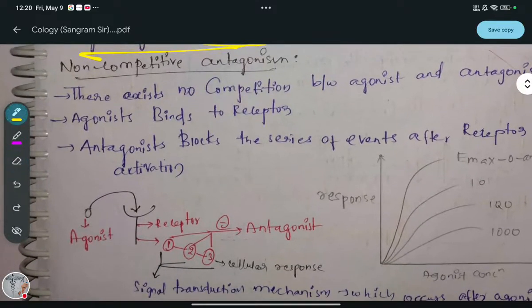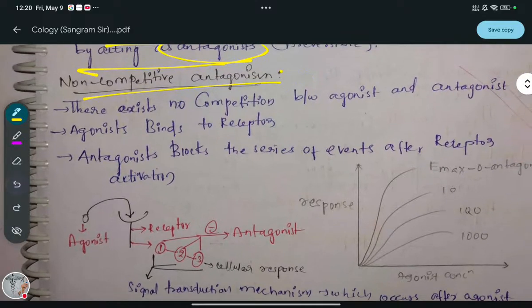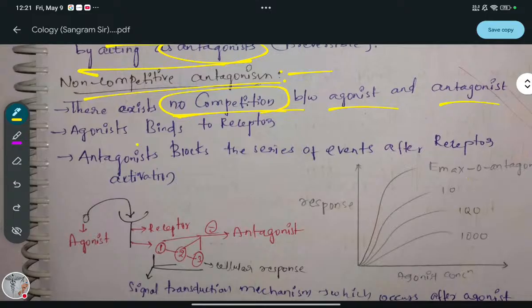So what is non-competitive antagonism? In that case, both drugs will bind to different sites of the receptor. So no competition exists between agonist and antagonist. The agonist binds to the receptor. The antagonist blocks the series of events after the receptor activation.